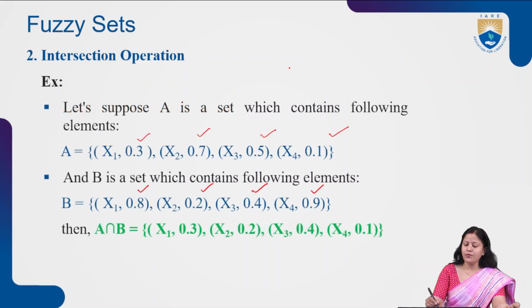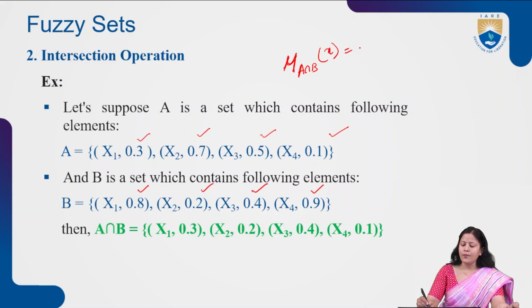So we can write mu of A intersection B. Mu is the membership. Mu is nothing but the membership function or the Fuzzy set function, we can say. So mu of x is equal to minimum of mu of Ax comma mu of Bx. Now instead of x, if I write 1, here it is 1, here it is 1.